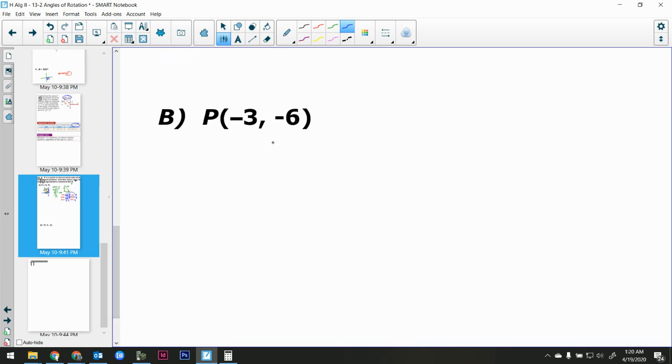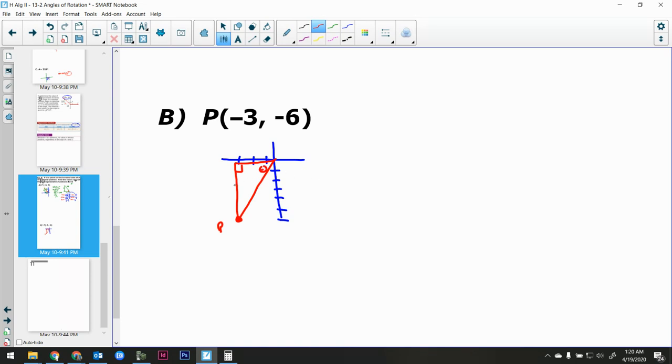Negative 3, negative 6. It's in the third quadrant. Negative 3, 1, 2, 3. 1, 2, 3, 4, 5, 6. Okay. Negative 3, negative 6. There's point P out there. Okay, now where's my reference angle? My reference angle is always made with the x-axis, so I'm making this triangle here. Reference angle right there. There's theta.